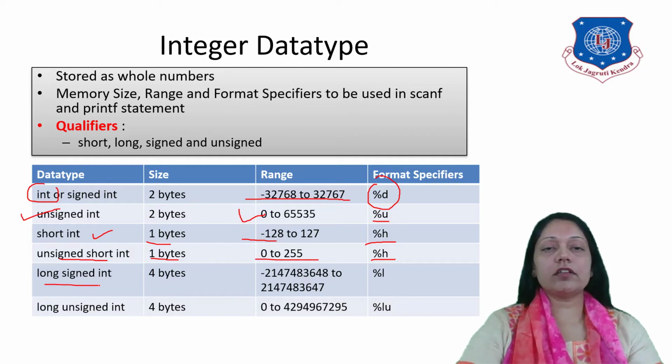Next is long signed integer. Long signed integer means we can store a very large value and it can be a positive or a negative value. The size is 4 bytes and this is the range of it.